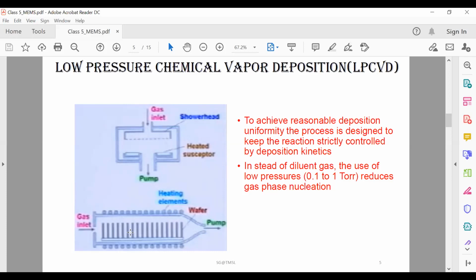So this is the low pressure CVD technique, and it is much better than atmospheric pressure CVD, APCVD. The pressure must be between 0.1 to 1 torr. This pressure reduces the gas phase nucleation, and that's why it is used. LPCVD is much better than the atmospheric pressure CVD and much more widely used.